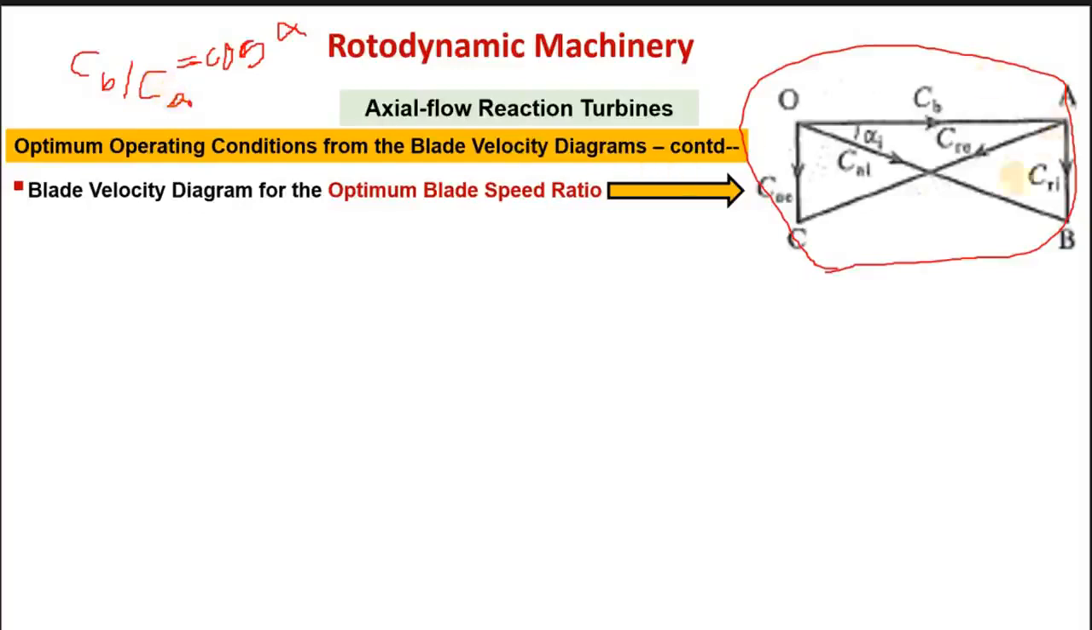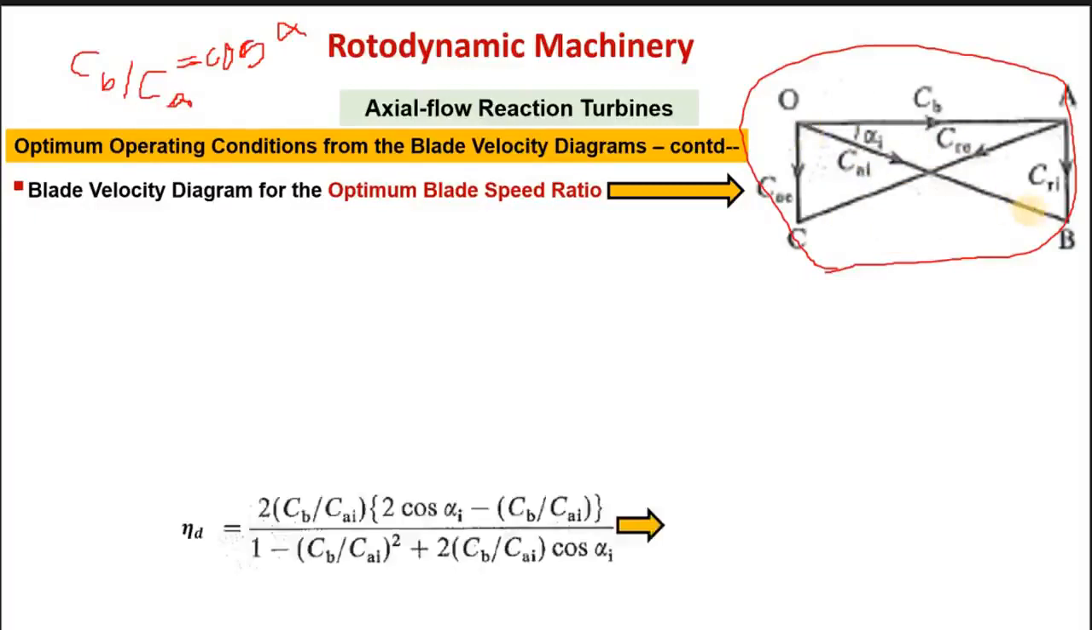That's why under optimum operating conditions, optimum blade to speed ratio CB over CAI is equal to cos alpha I. The velocity diagram will look like this because CB is nearly equal to CAI, right? Okay, and this was the general equation of diagram efficiency, and I already explained it in the previous slide.